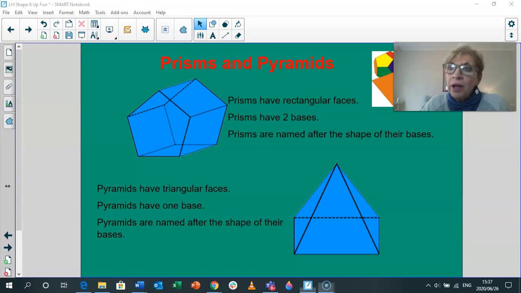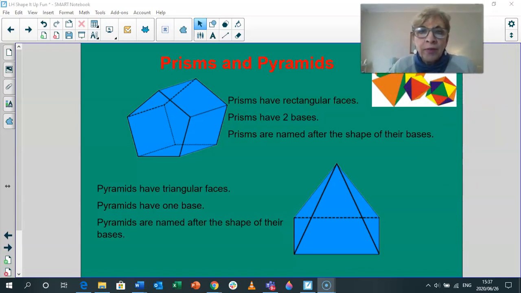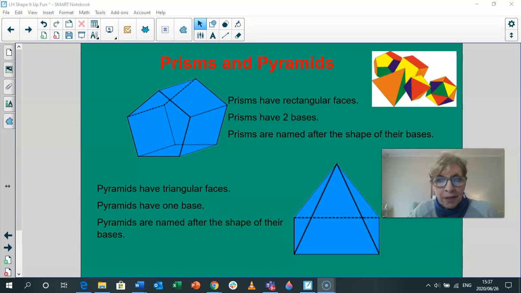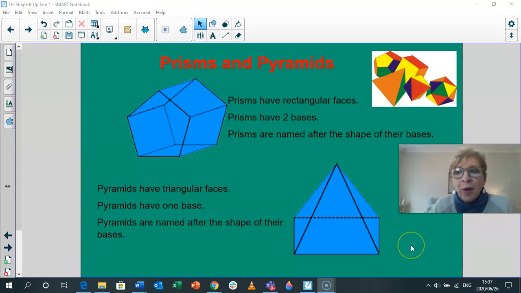So now we're going to look at shapes called prisms and pyramids. Now they can be quite confusing, but each one of them has got specific properties, special things about each group of shapes, because there are a number of different types of prisms and a number of different types of pyramids. So we call them the prism family and the pyramid family, but sometimes it's confusing to know which is which because they both start with a P. So let's have a look.